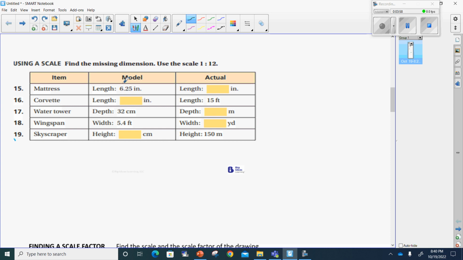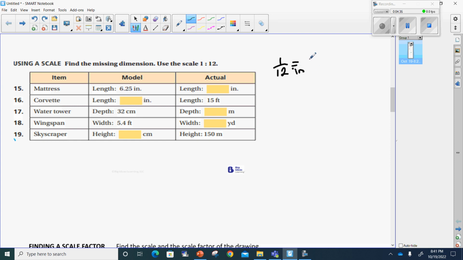So it has a length of 6.25 inches, right? And now I need the length in the actual model. Remember, this is 1 to 12. And that means, see, remember, this is inches to inches, right? So this is going to be 1 to 12. Since we're dealing with inches, we're keeping the same thing, inches.